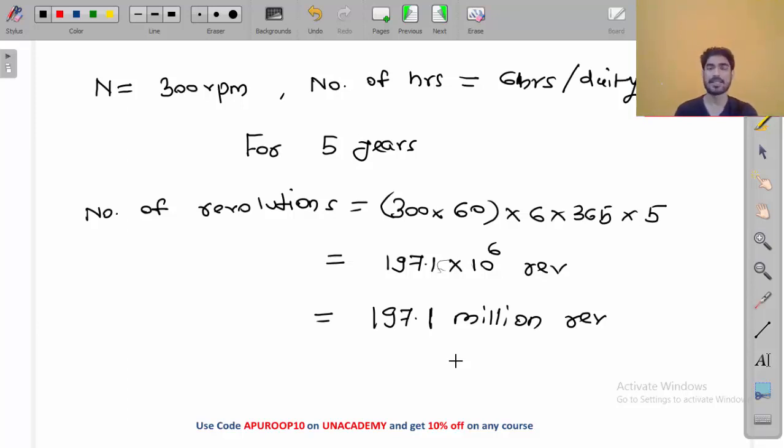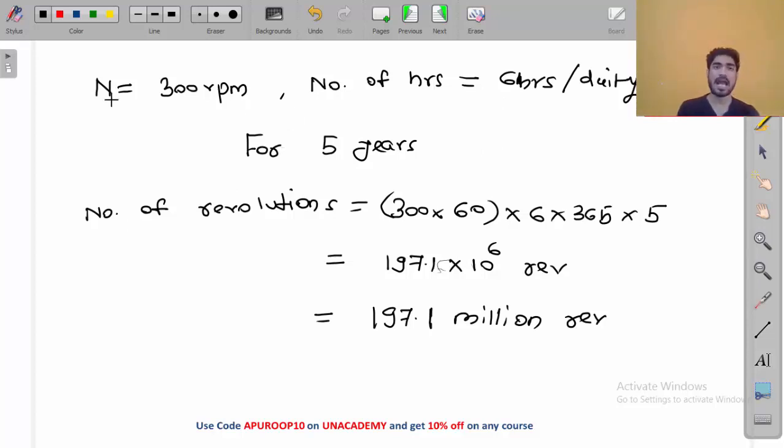How can you calculate how much life you need? Let's say you want to buy a bearing for your shaft. You are going to calculate how much life you need. So how will you calculate? You need to know the RPM of the shaft. You need to know how many hours it will operate in 1 day, every day. And you need to know how many years this shaft is going to operate.